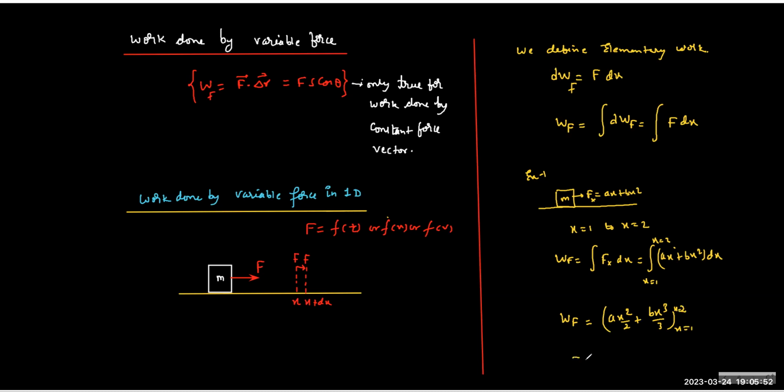So what we do is we put the upper limit first, right? So 2 squared, the 4, so 4a by 2 plus 8b by 3, minus the lower limit, which is a by 2 plus b by 3. So it turns out to be how much? 3a by 2, and 8 minus 1 is 7, so 7b by 3. Is this clear? Is this correct? Yes, sir. So you can see that if it is one dimension, you just need to integrate and get the answer. What about the 2 dimension?